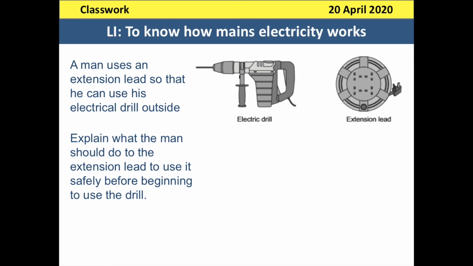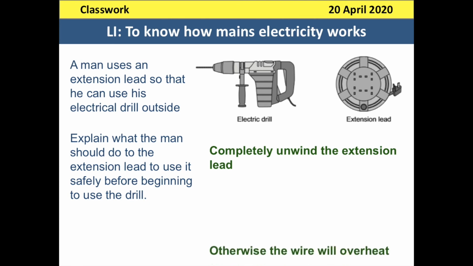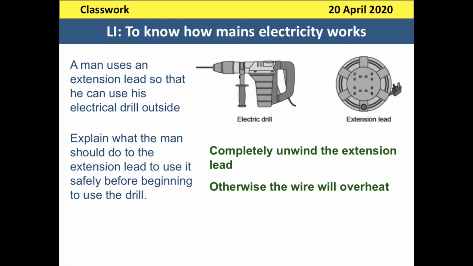Okay, so in order to use the drill safely, he should completely unwind the extension lead. Now I do appreciate that you might think, well, that's dangerous because what if you trip over it, if you've got more extension lead out than what you would normally need, but it's actually the approved way of using an extension lead, because if you don't completely unwind the extension lead, the wire will overheat because the wire will get hot anyway, and if the extension lead isn't unwound, then all of the wires, because they are touching each other, they will all make each other get hotter, and so the wire will overheat, which could cause an electrical fire.